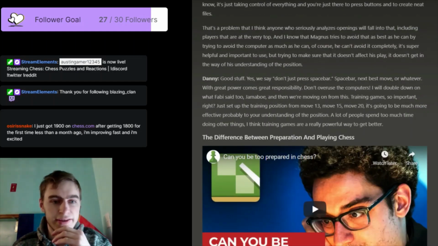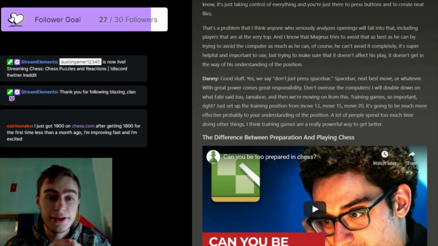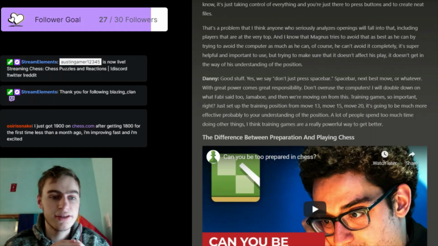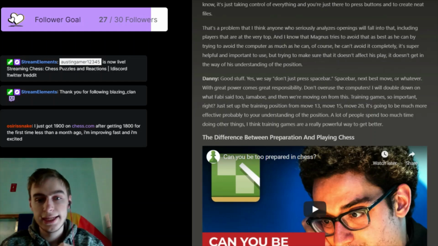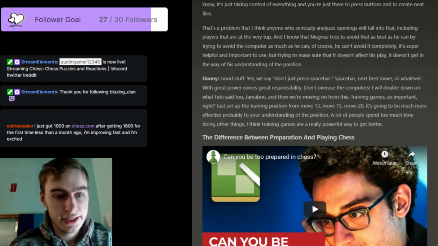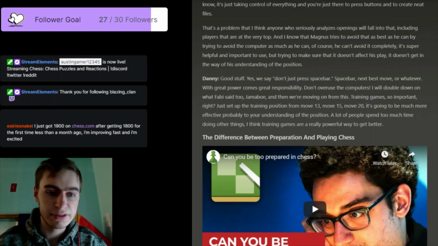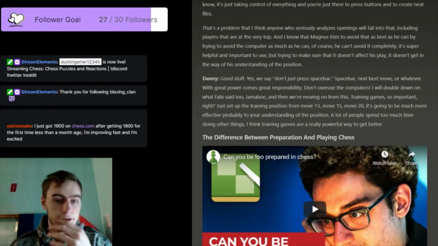That's a problem that I think anyone who seriously analyzes openings will fall into, including players at the very top. And I know that Magnus tries to avoid that as best he can by trying to avoid computers as much as he can, of course. You can't avoid it completely. It's super helpful and important to use, but he tries to make sure it doesn't affect his play and doesn't get in the way of his understanding of the position.